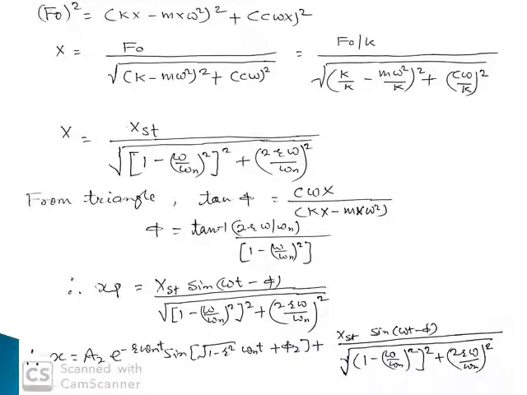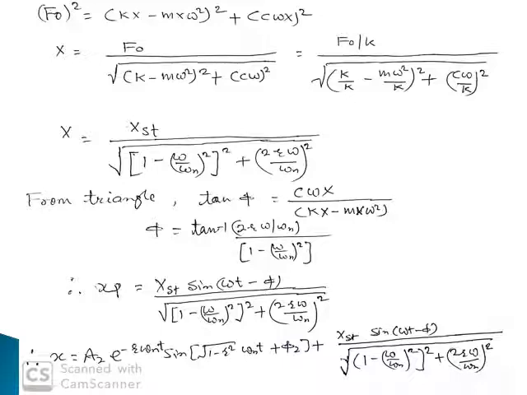So now we are applying Pythagoras in this triangle, which will give us F square is equal to (Kx minus m x omega square) whole square plus (c omega x) square. We will take x as a common factor. So the x amplitude will be equal to F0 divided by the square root of (k minus m omega square) whole square plus (c omega) square.